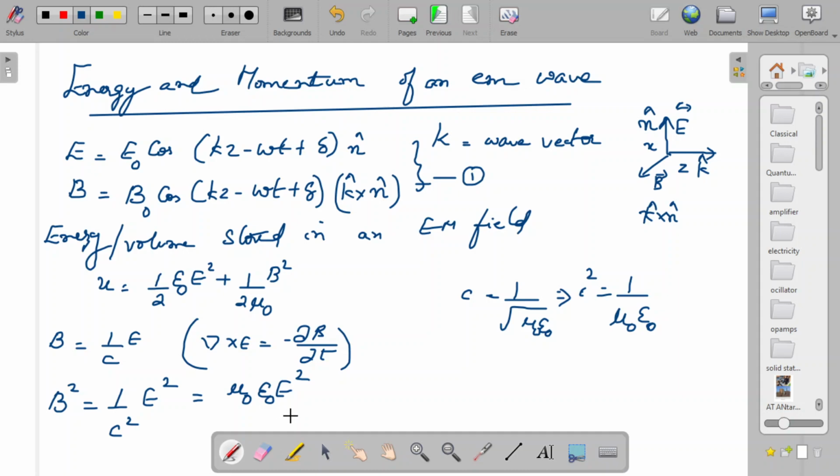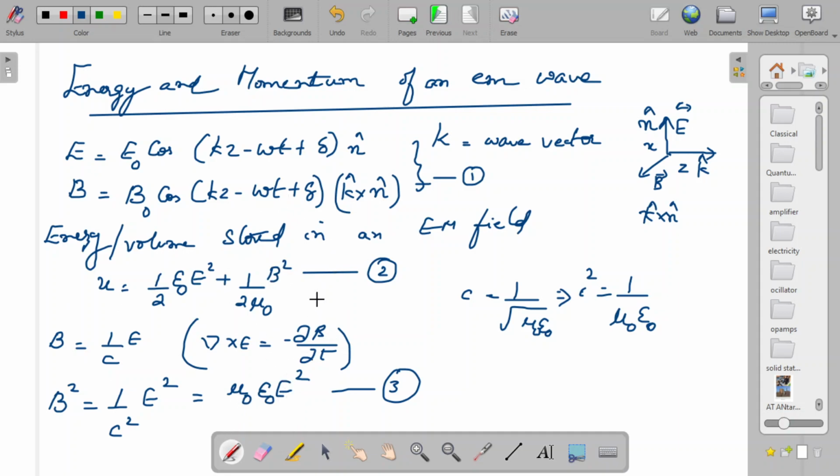Now, okay, so that much we understood. Let me consider this as the equation number, say, let it be 2 and let it be 3. Now we have already defined this as the energy density, half epsilon 0 E square. Now see, we have found out B square is equal to mu 0 epsilon 0 E square.